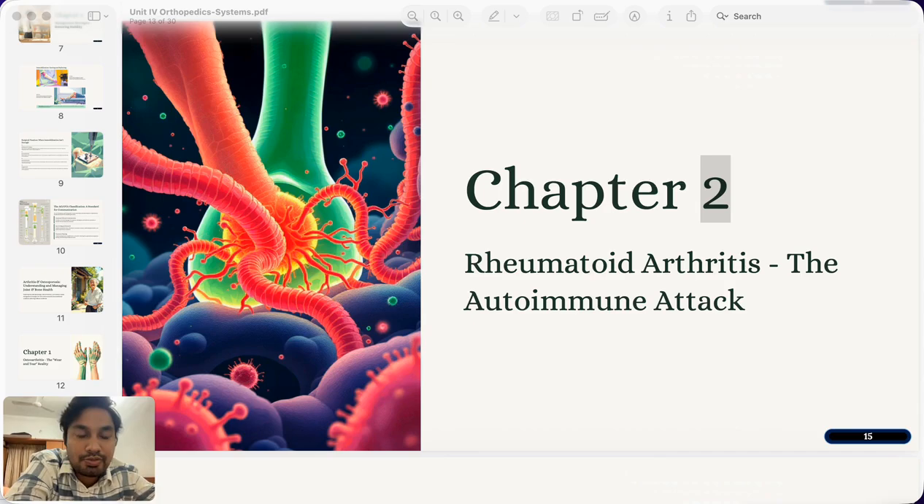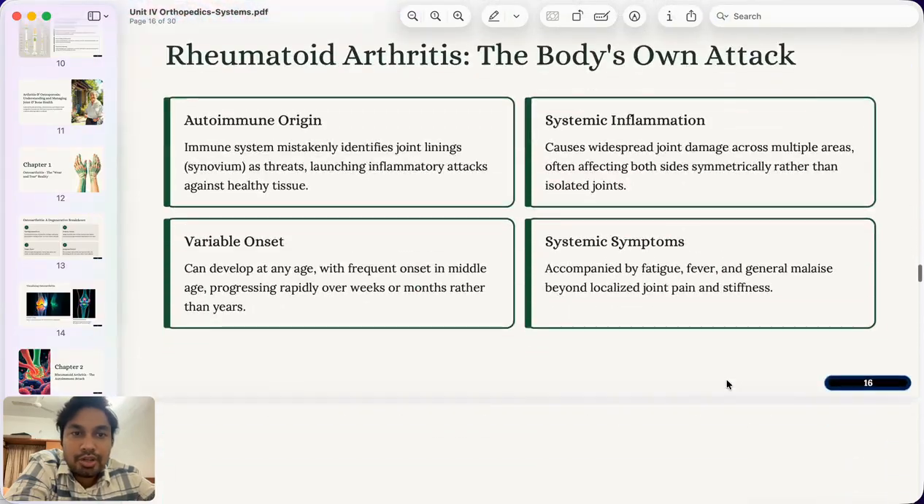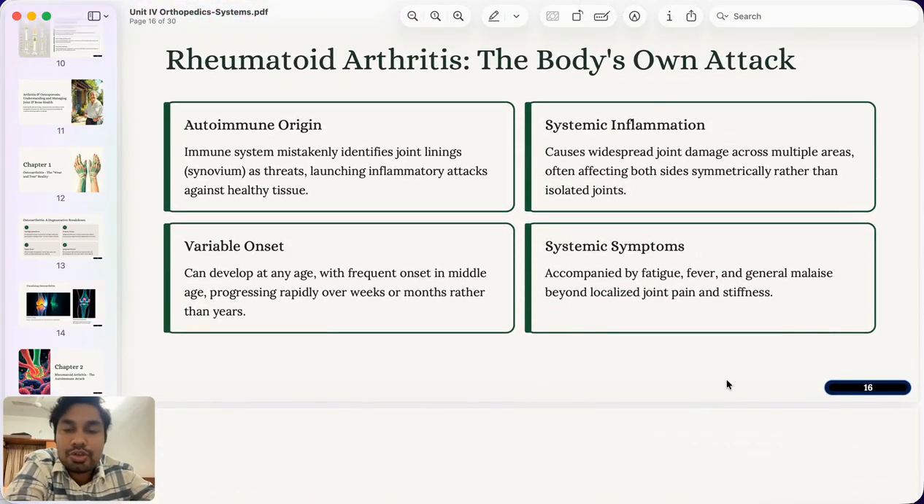So this video will give you an insight into how rheumatoid arthritis can be found at an early stage, and it can give you an observance on how we are able to come out of it, and we can give some innovative solutions regarding it. So rheumatoid arthritis is a disease of autoimmune origin which treats healthy cells as threats mistakenly and launches inflammatory attacks even against healthy tissue.